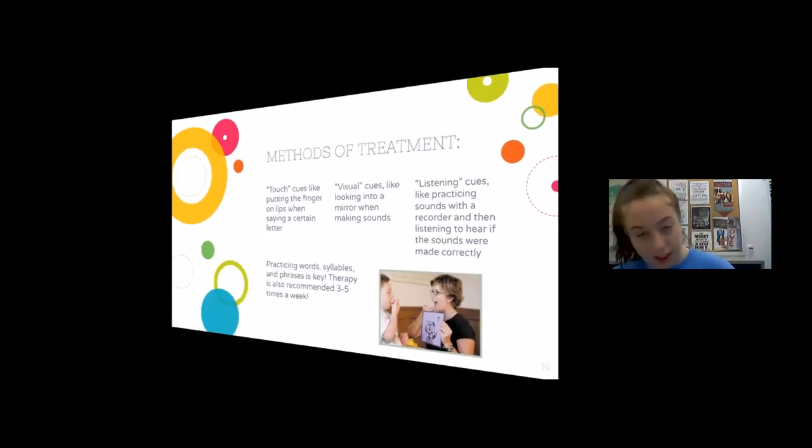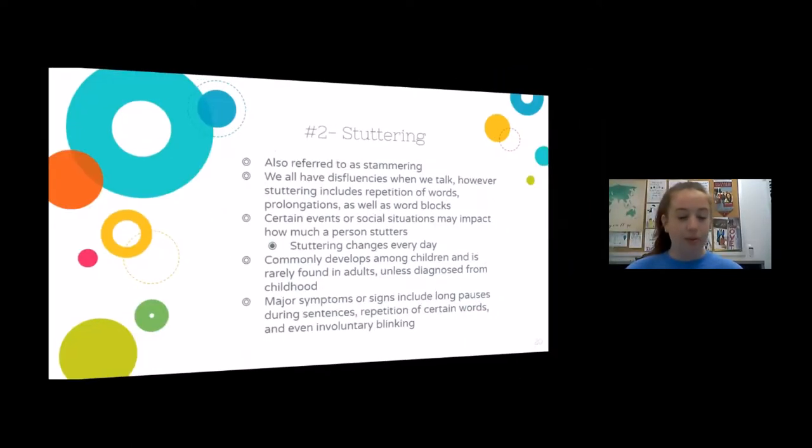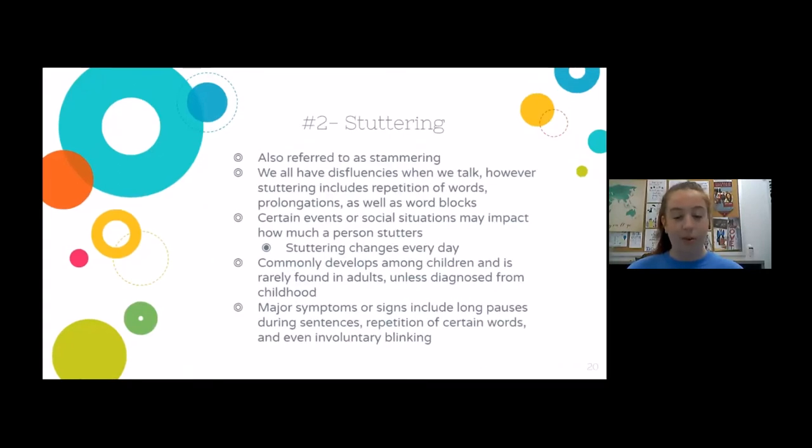Number two would be stuttering, which is probably the disorder or impairment that we're most familiar with. It's also referred to as stammering, and we all have disfluencies when we talk. However, stuttering includes repetition of words, prolongations, as well as word blocks. And certain events or social situations may impact how much a person stutters.